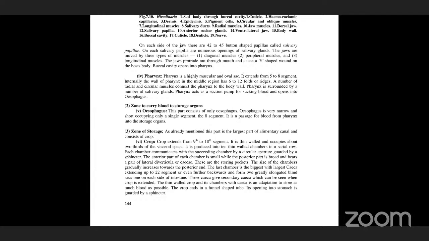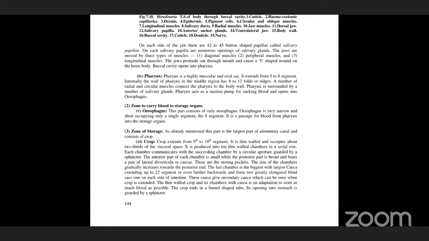So it occupies 2/3 of the visceral space and it produces into thin chambers. Okay, and there are storing pockets here, and this gradually increases down during the posterior region. Okay, in the anterior region it is narrow, and in the posterior region it is broadened. And the last chamber is the biggest chamber with the largest caeca extending up to 22 segments or further also.